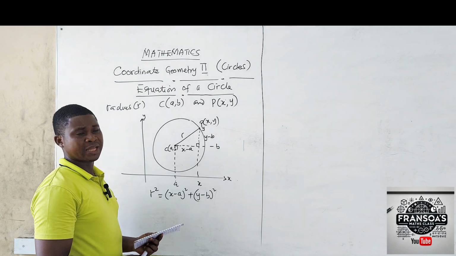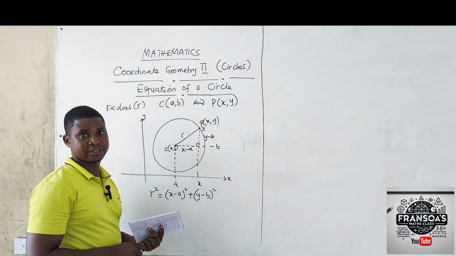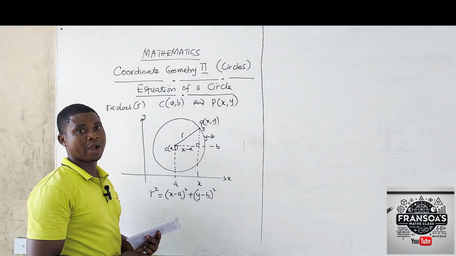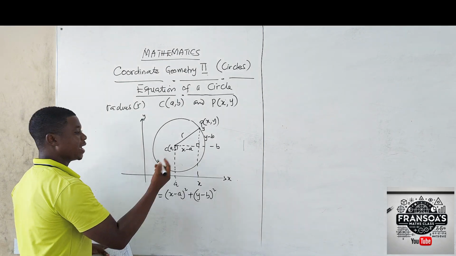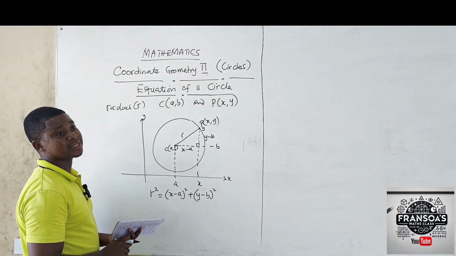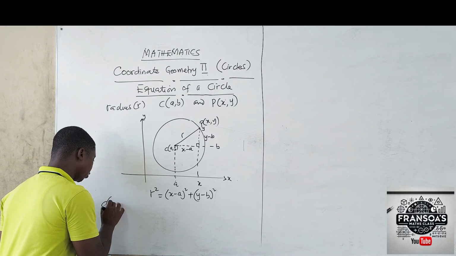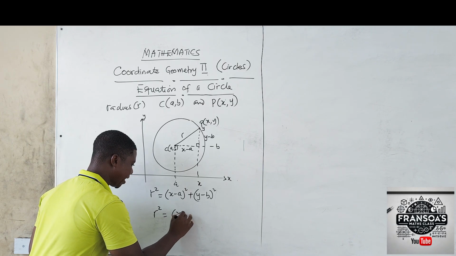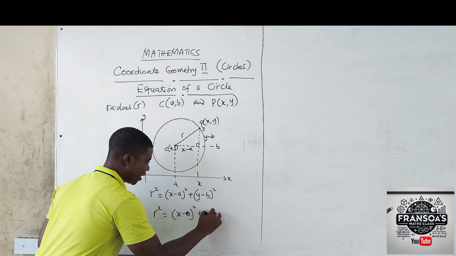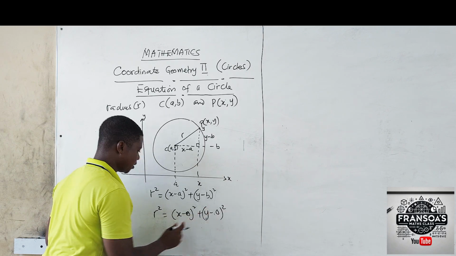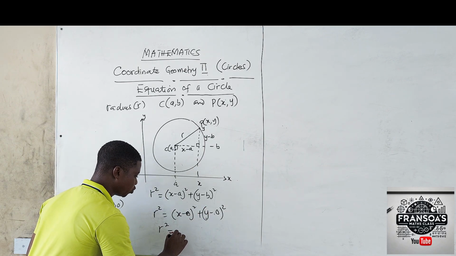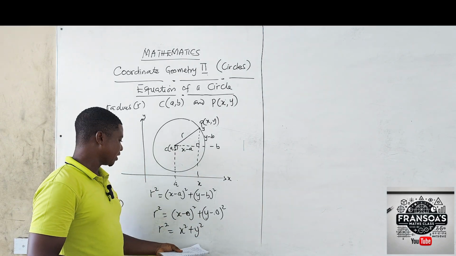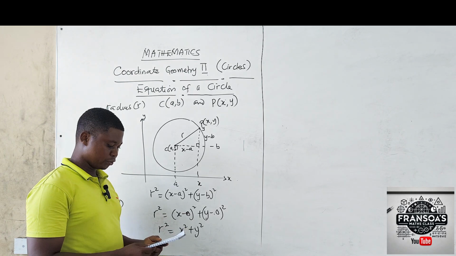But let's assume that the center is at the origin. When the center is at the origin, it means our x coordinate is 0 and our y coordinate is 0. So our C will be equal to (0, 0). So our r squared is equal to (x minus 0) squared plus (y minus 0) squared. So this will give you r squared is equal to x squared plus y squared. And this is when you have the center at (0, 0).